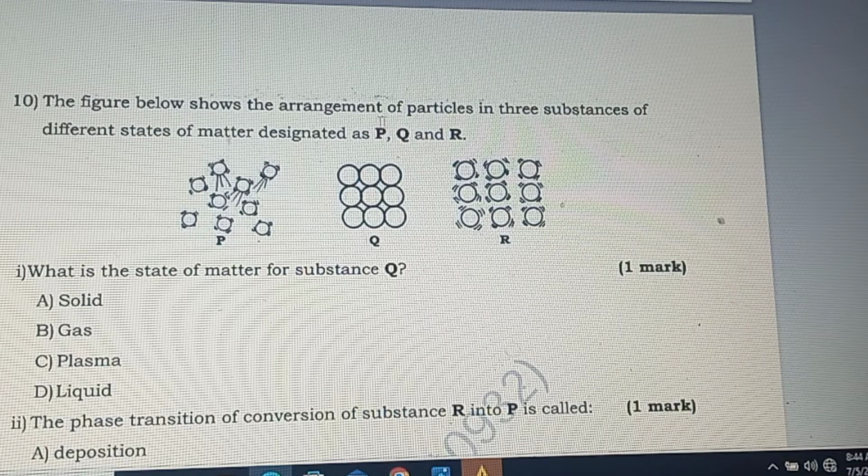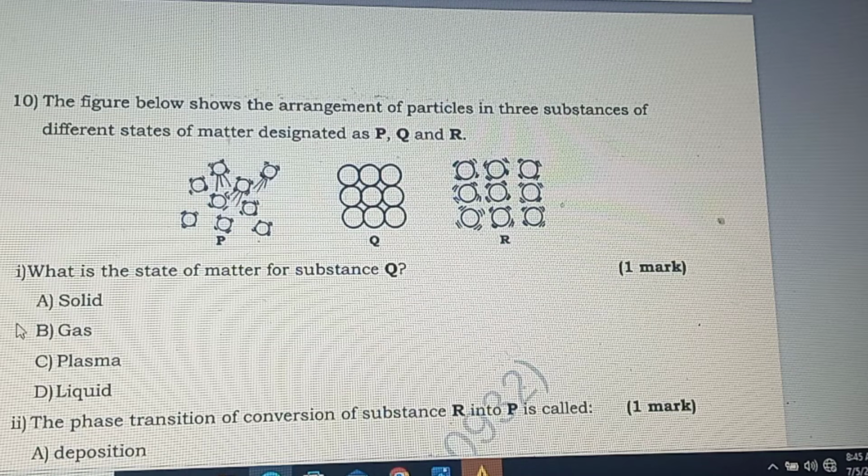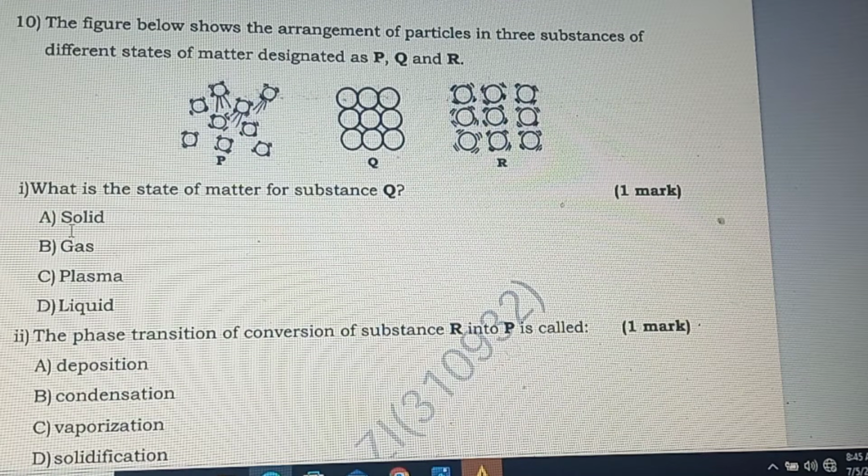The figure below shows the arrangement of particles in 3 substances of different states of matter designated as P, Q, and R. This is P, this is Q, this is R. What is the state of matter for substance Q? As you see, Q is arranged with no space between the particles. This is a solid. R, we have a few spaces. This is a liquid, and this is a gas. This means that the best option is a solid.